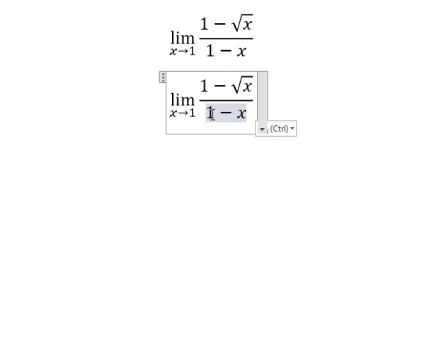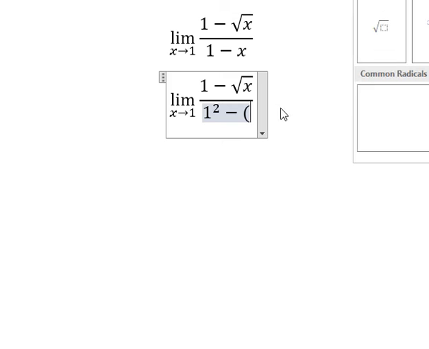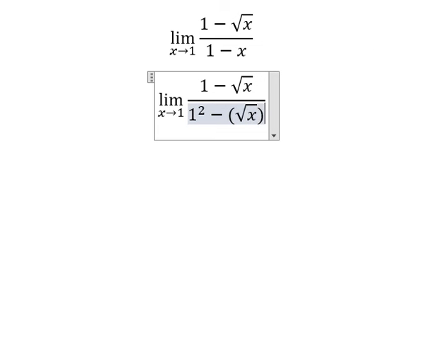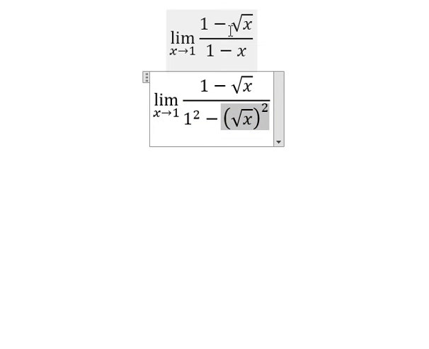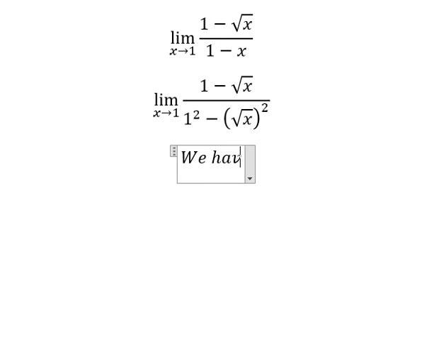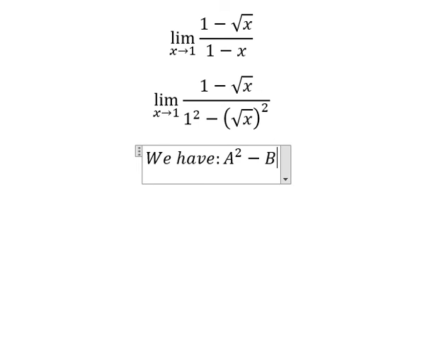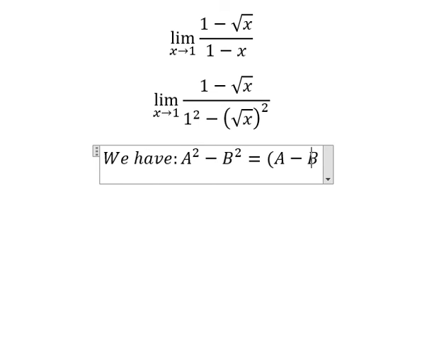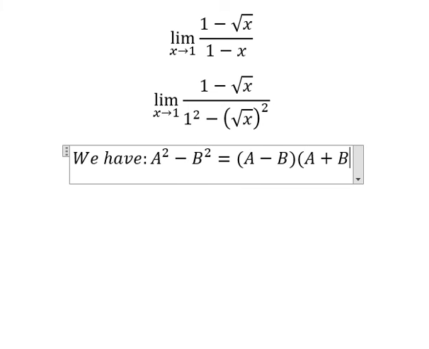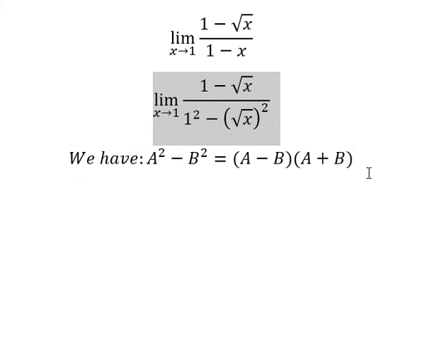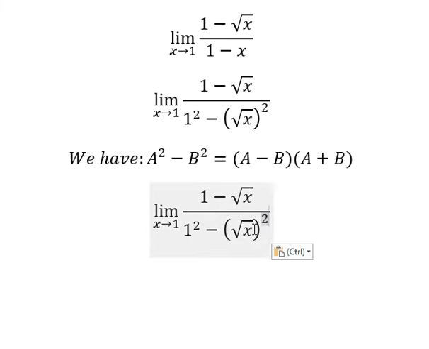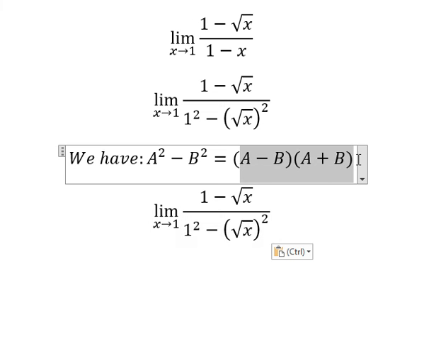Number 1, that is about 1 square root of s, that is about the square root of s to the power of 2, because this one equals this one. Next, we have the formula in here: a square minus b square equals a minus b multiplied by a plus b. So now, we need to transform this one into this one.